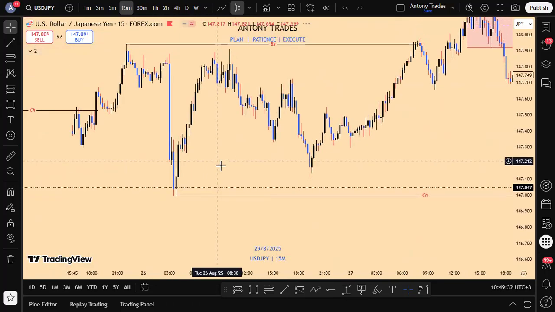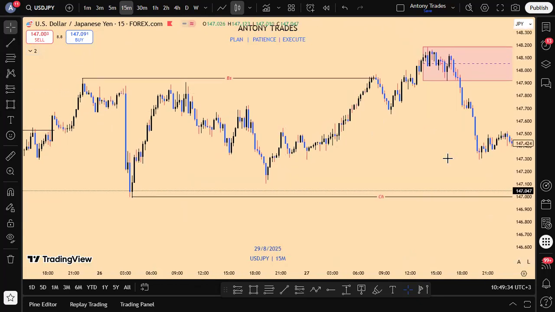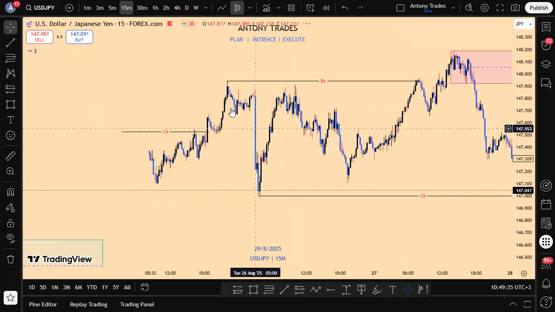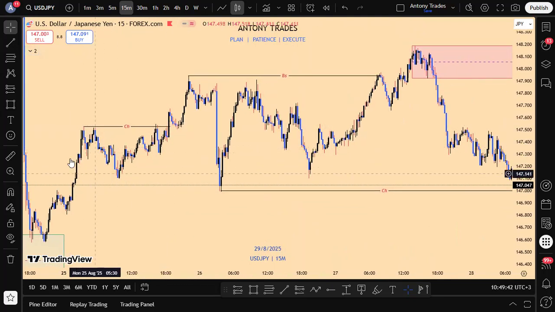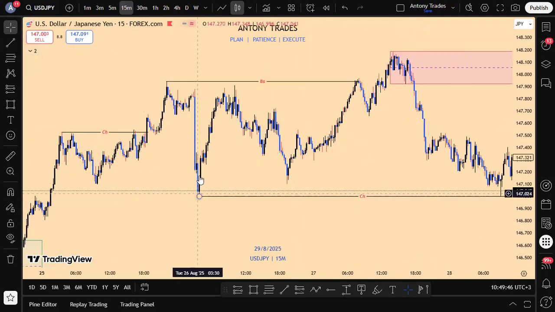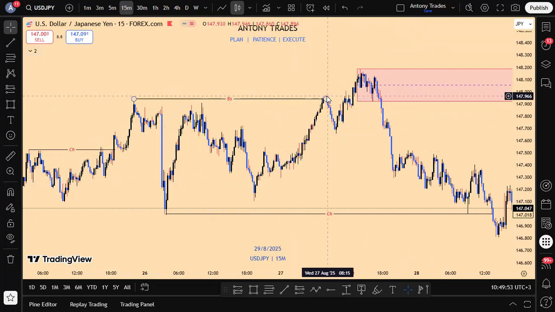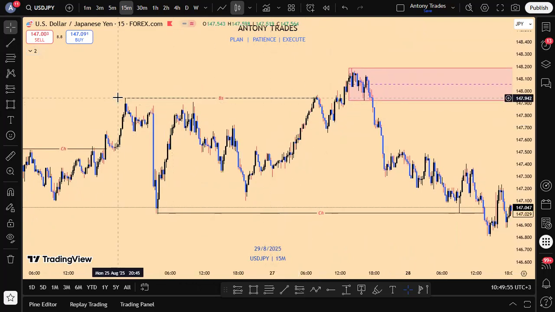And let me show you. This was it. We had this change of character here, of which this was a weak one, because it never swept any liquidity. But after we saw this low, it swept liquidity below this low, then it went ahead and broke the structure. So in fact, this one should be our change of character. You can mark it as a break of structure.